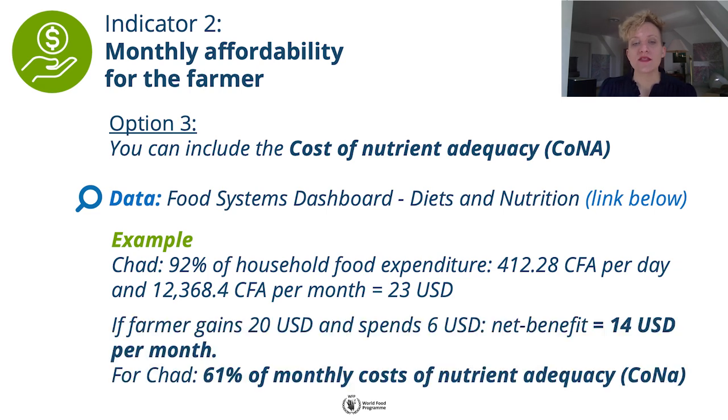Now, in the context of this data, imagine a farmer gains $20 per month from selling their surplus in vegetables, and they spend $6 per month on seed, nutrient, and uptake. The net benefit would be $14 per month, which would mean, in the example of Chad, it's 61% of their monthly cost of nutrient adequacy. So putting that result in this context for the country really helps to inform your decision.